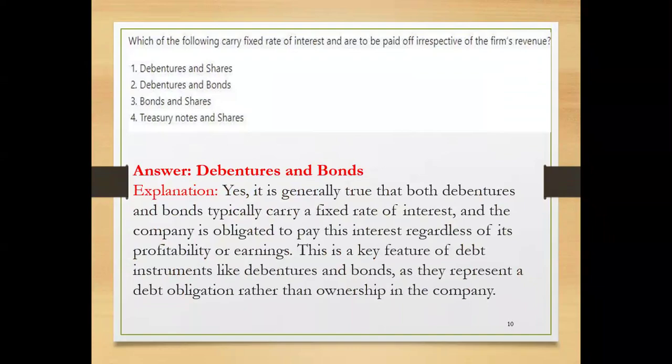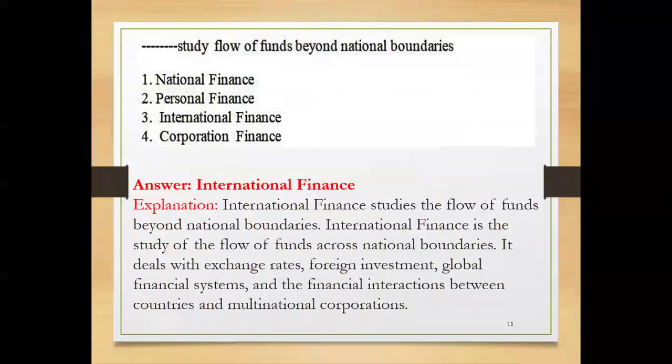This is a key feature of debt instruments like debentures and bonds, as they represent debt obligation rather than ownership in the company. Debentures are issued by the company as an acknowledgement of debt. Bonds are generally issued by the government organizations. Then moving on further.